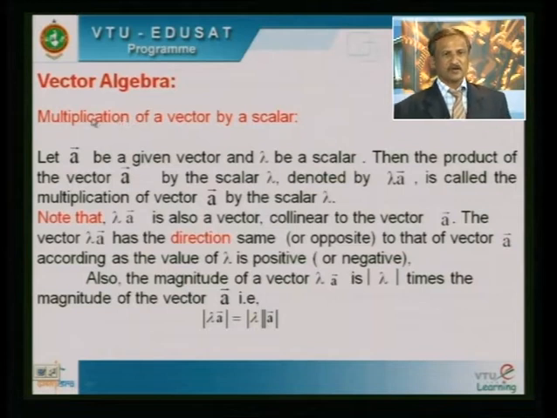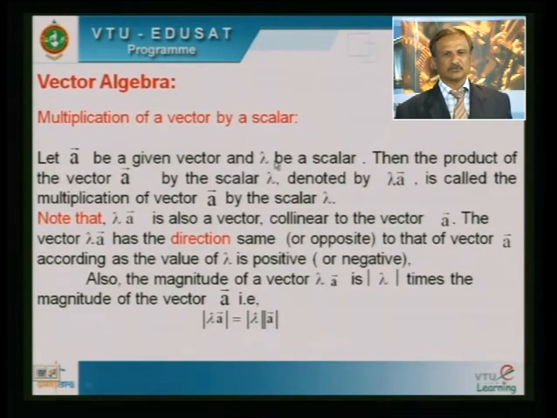So in the similar way, we can multiply a vector by a scalar. You can take any vector A, then choose a scalar, say lambda, then the product of the vector A by the scalar lambda is denoted by lambda into A. It is called the multiplication of a vector A by a scalar lambda. Say, for example, you can take lambda is equal to 2. So, A is any vector, then you can multiply 2 times A, or you can take any other number and multiply that number into a vector. Note that lambda into A is also a vector.